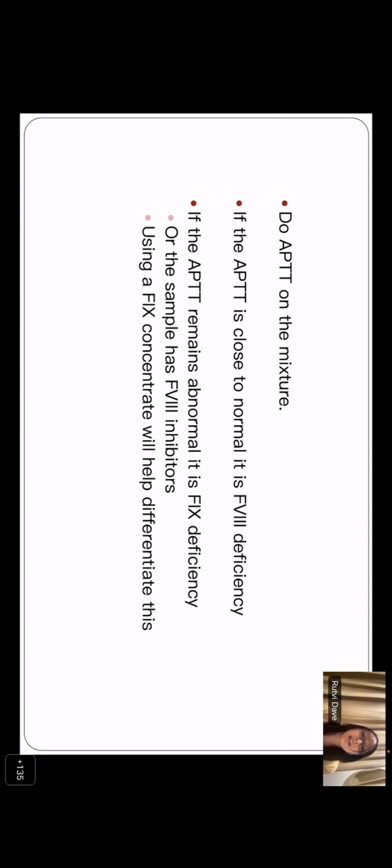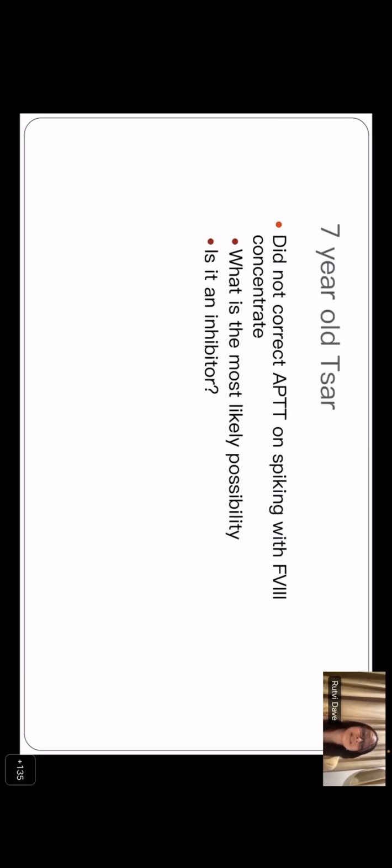So then how do you differentiate this? You can similarly use factor 9 concentrate, a few drops from the factor 9 vial, and you can perform a similar mixing study.